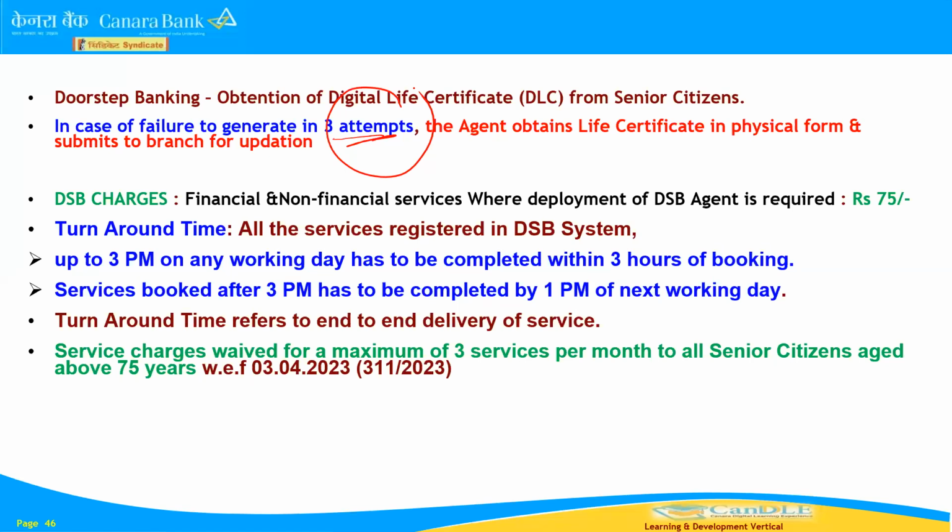Okay. Then DSB charges. How much charge will the bank pay? 75 rupees. The most important, turnaround time. See, for doorstep banking, the customer will give a request. How? Again, I'm discussing, web portal, call center, or mobile banking app. He has given a request. The request will go to that Integra.